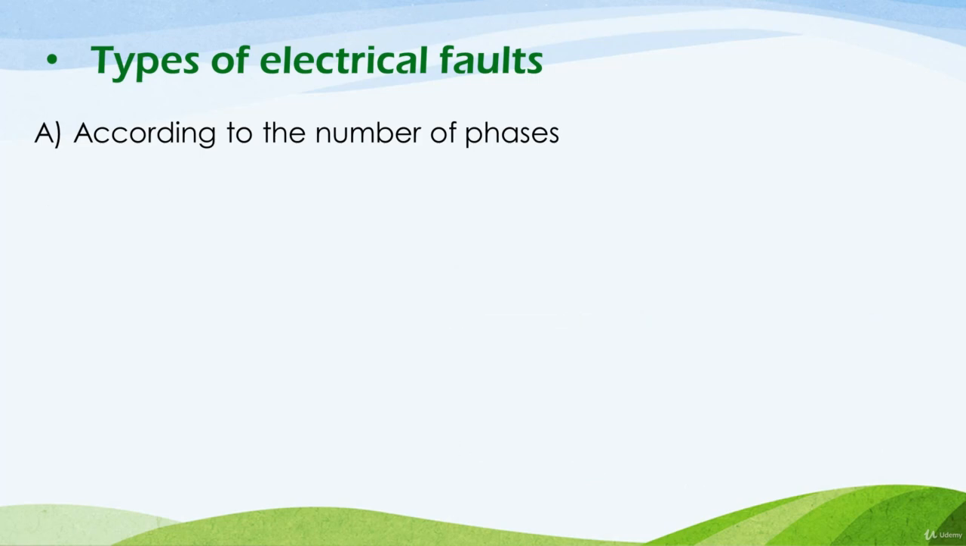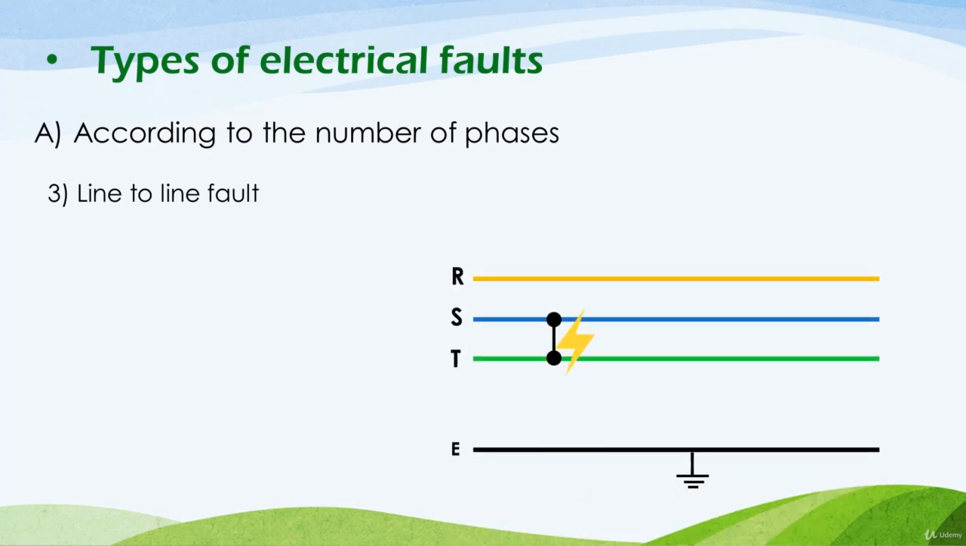And the third type is called the line-to-line fault, and in that fault we have two lines that are connected to each other, but they are not connected to the ground. So the ground is healthy with no problem, and also the phase R is healthy. The only difference between this type and the previous one is that the two phases here are not connected to the ground, but in the previous type the two phases were connected to the ground.